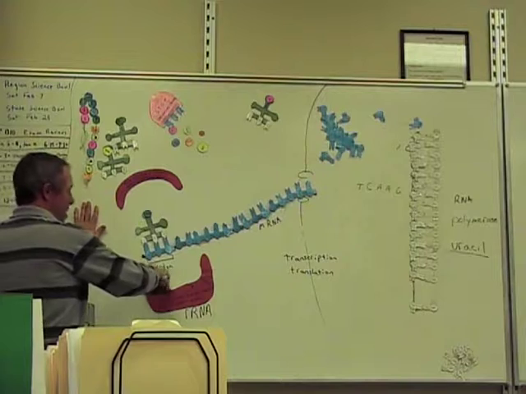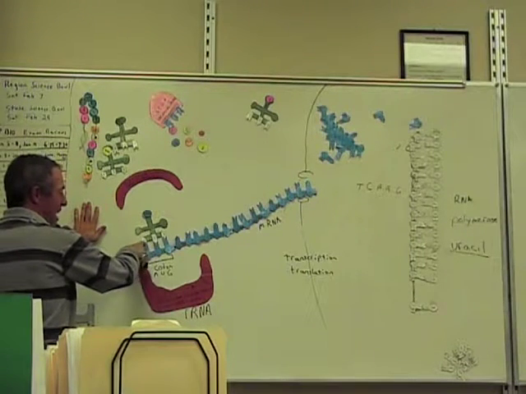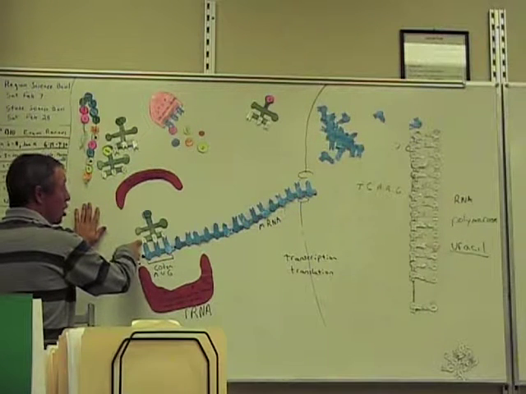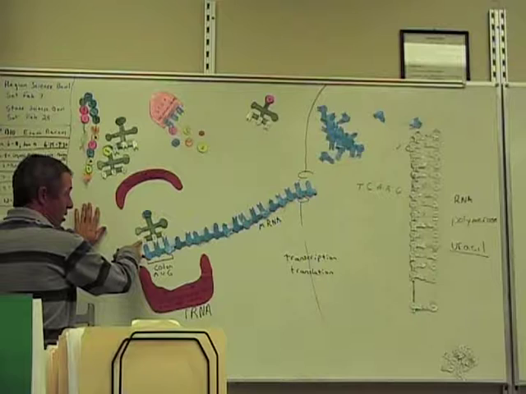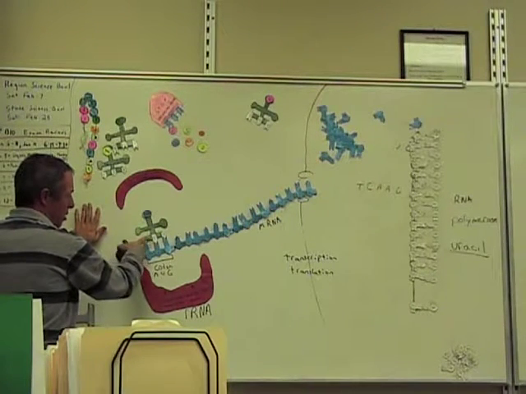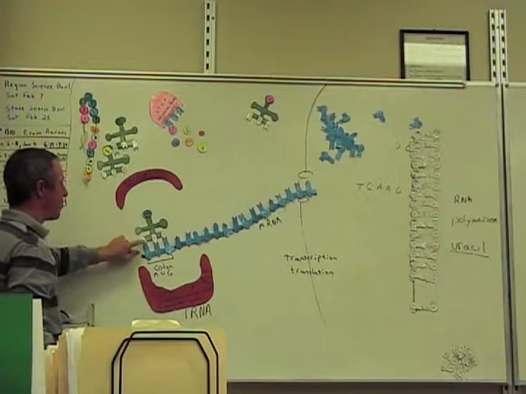Now, if this codon is AUG, what is the anticodon? Can you guess? What attaches to A? U. Yes, it's U still, because this is RNA also. So the anticodon is UAC. UAC. Sounds like a university.